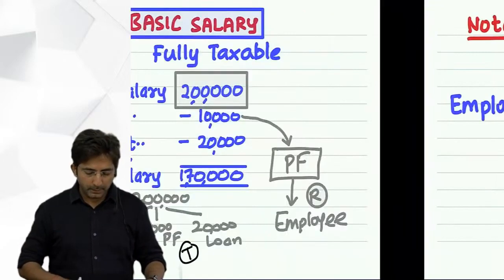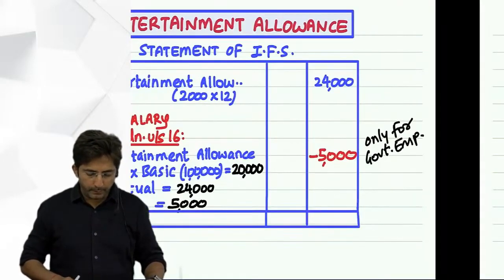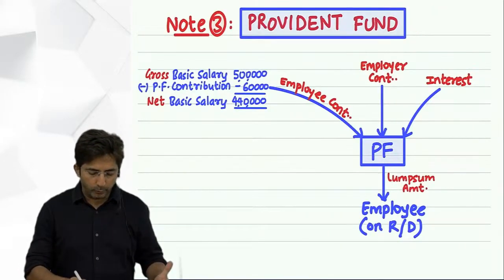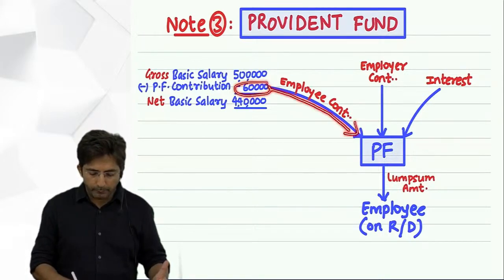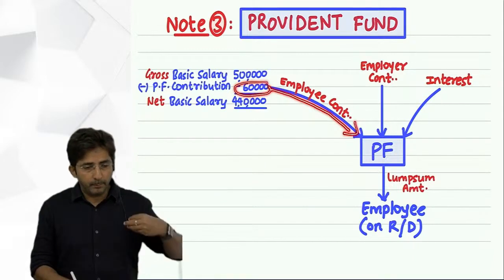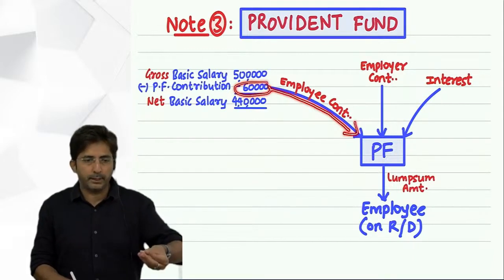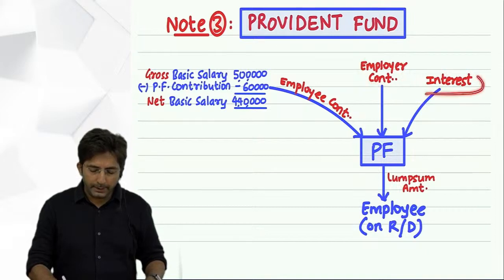So see here, last lecture I had explained how a provident fund operates. For that, this was a drawing, okay? From your salary, some portion is deducted and set aside in the provident fund, which is called employee's contribution. And that much amount the employer will also contribute from his pocket. That is called employer's contribution. And every year you will get interest on that.